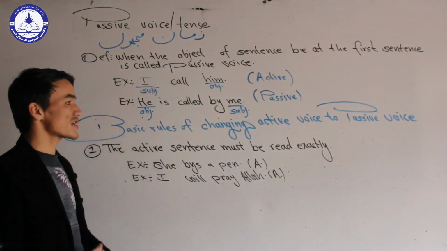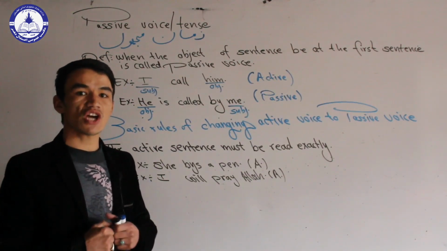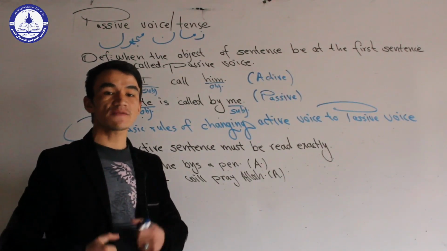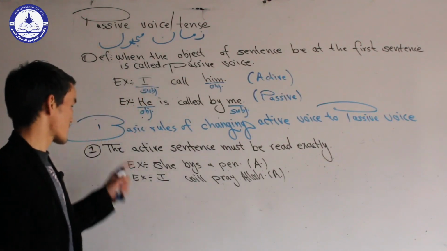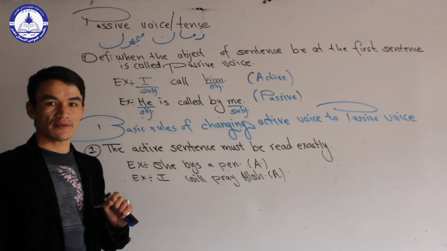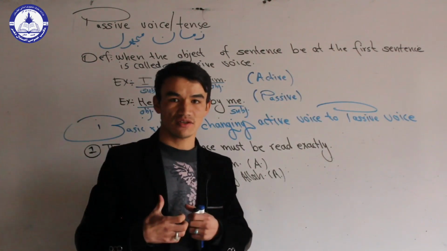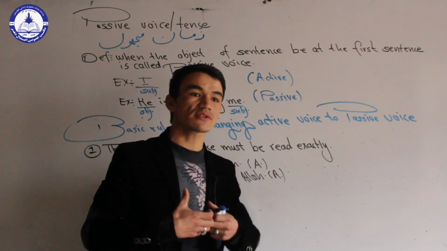Basic rules of changing active voice to passive voice. We will understand the basic and top rules of changing active to passive. The first thing, the active sentence must be read exactly. And what do I mean by that? It means you should recognize your tense. Which tenses are used in your sentences?